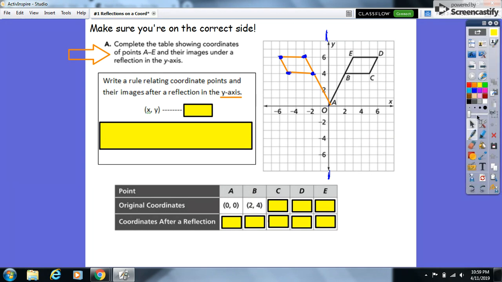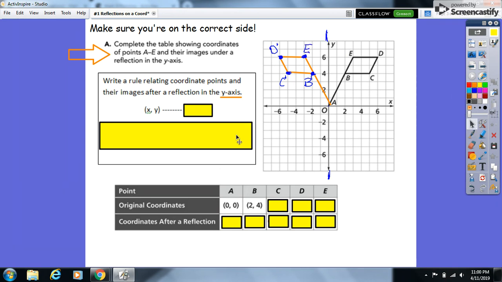The other thing I need to make sure you notice, I didn't label my points. My points over here should get labeled over here. This was B. This becomes what we would call B prime. It's got a little, almost looks like an exponent on it. That means this would become C prime. This is D prime. And this is E prime.